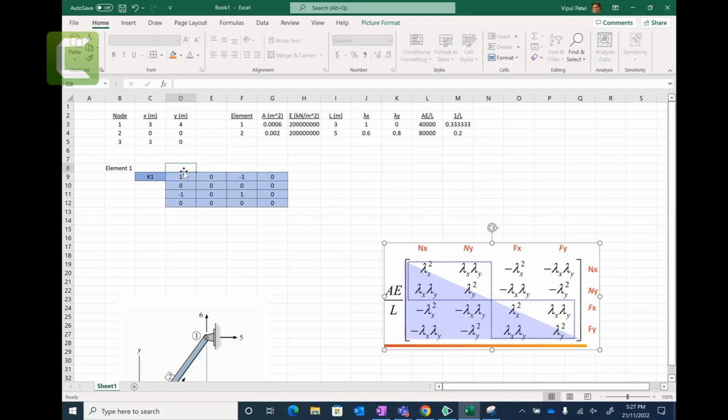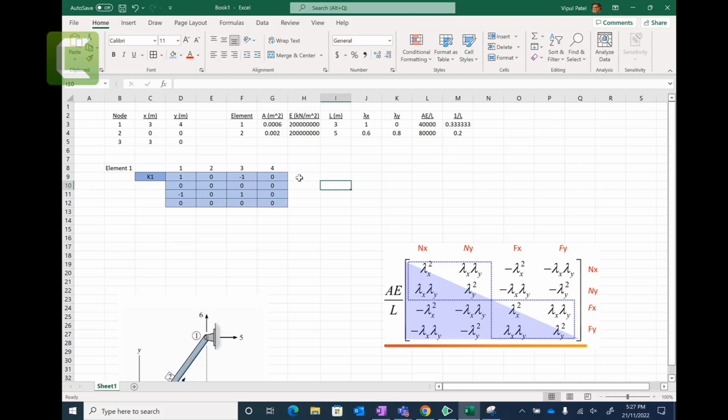Now, if you want to divide by 1 over L, what can you do? By the way, you can put 1, 2, 3, 4, because those are the degrees of freedom. You remember that, 1, 2, 3, 4. And similarly, you can do 1, 2, 3, and 4. Right. So let's put it in different colors. 1, 2, 3, 4. And let's put this one here, 1, 2, 3, 4.